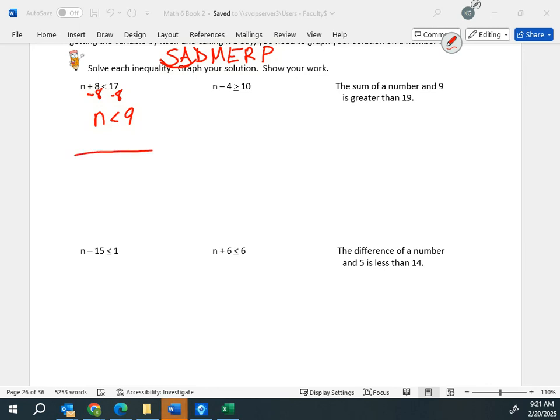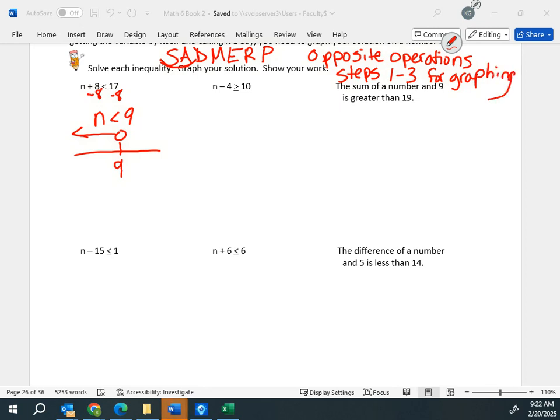Then you have to do all three steps for graphing it like we did in the last objective. So you draw your number line, draw your circle, and the direction of your arrow. Remember, you cannot put the example on your help sheet, but remind yourself, opposite operations, and then steps 1 to 3 for graphing. Those same steps that we did in the last objective. So you need to remember opposite operation. If it's subtracting, we need to add to both sides. If it's adding, we need to subtract from both sides. And then we graph it just like we did in that last objective. Any questions on this one?